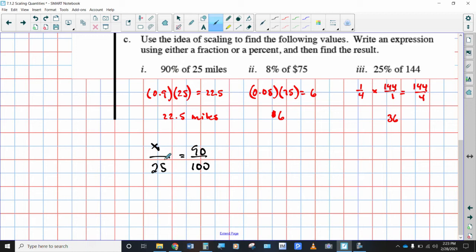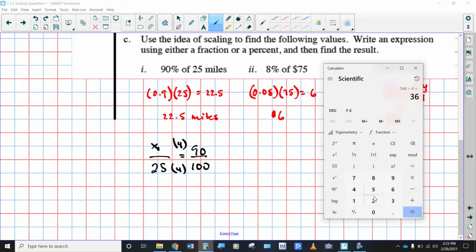So if you think about it, 25 times 4 is 100, so if you take 90 divided by 4, that's going to give us our answer, right? So we could continue solving this using our percent proportion, but we're now just giving you some more tools. Maybe it's easier to solve it this way than it was to set up the percent proportion.